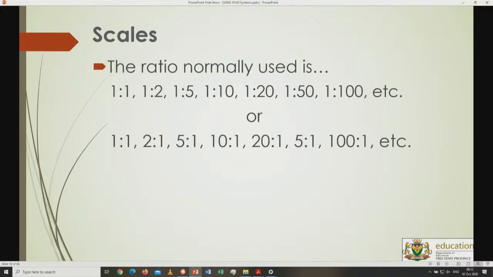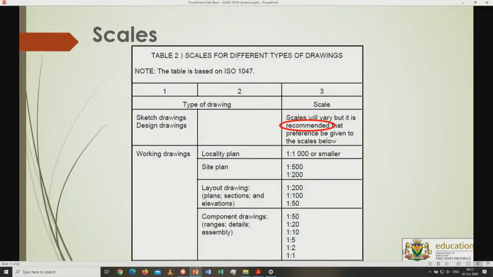Right, the ratio can differ. It's 1 to 2, 1 to 5, 1 to 10, 1 to 20, and so on. So we normally work with 2s, 5s, 10s, 20s, and 50s, and 100s, and so on. But that's just recommended to work with those scales. You can work with 1 to 75. If you do your PAT, for instance, you can work on 1 to 450, for instance, for the site plan or whatever the case might be. Right, just as long as it fits onto your paper, and then of course if all the detail has been shown.